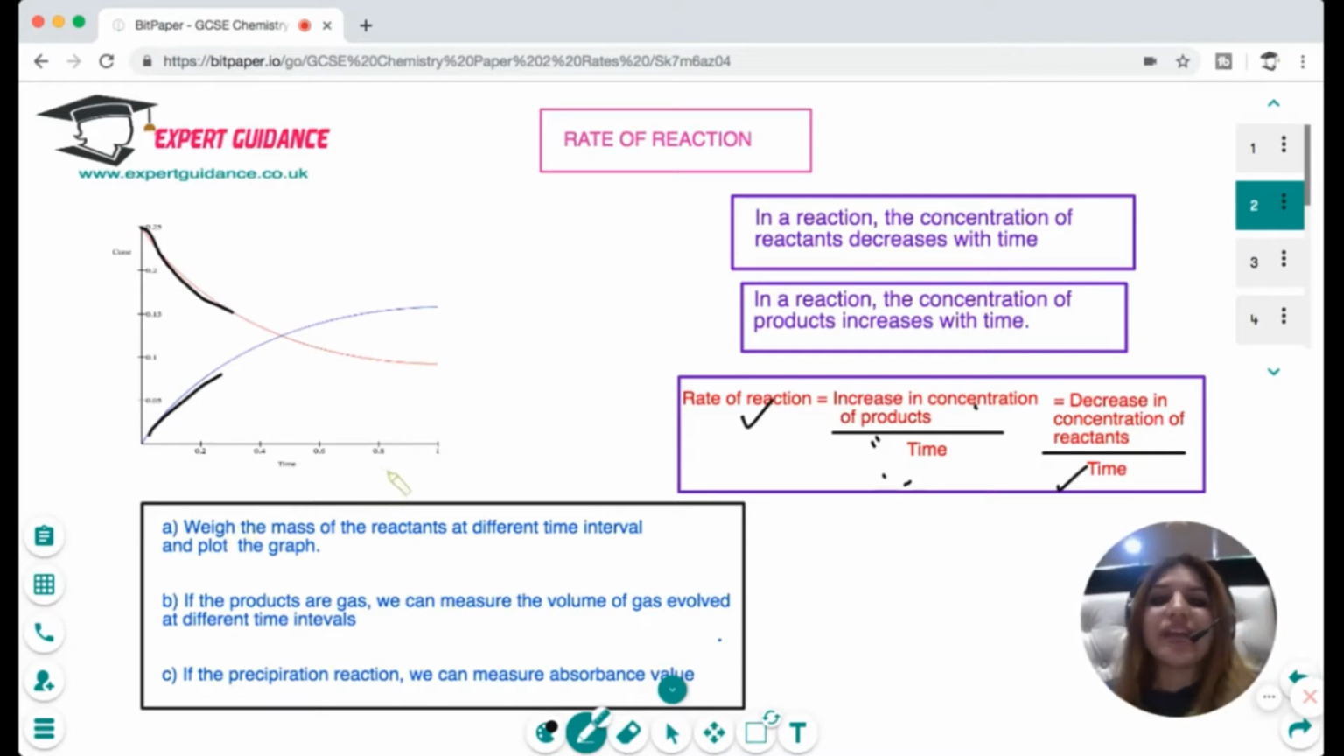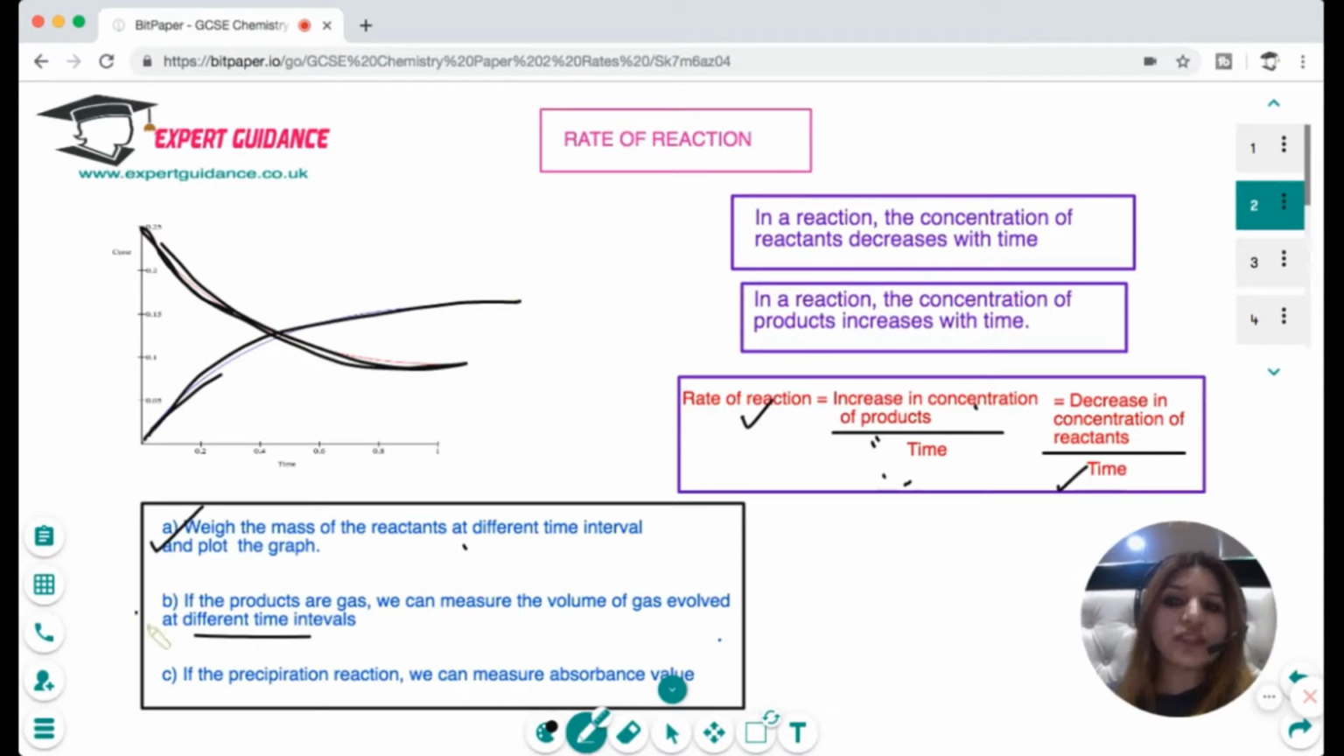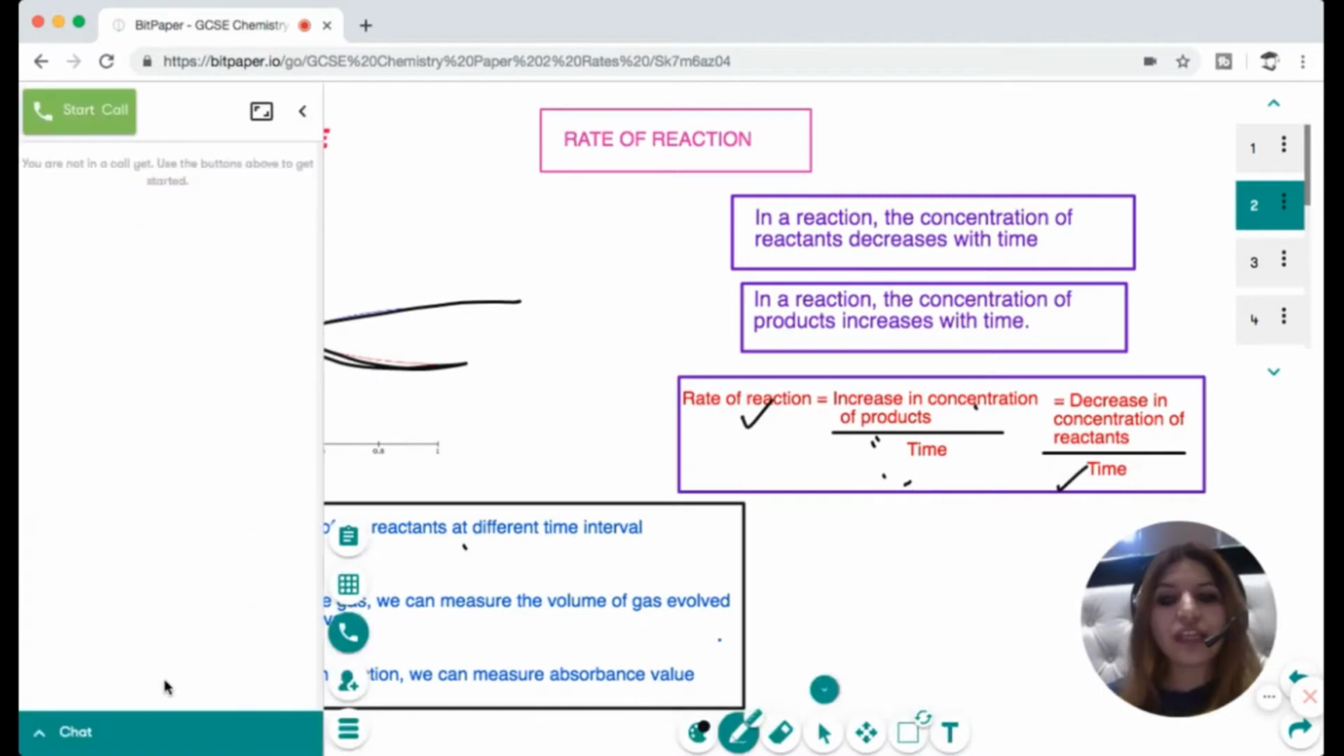So if the reaction involves a solid reactant, we can weigh the mass of the reactant at different time intervals and plot the graph, and we'll get a shape of the graph something like this, sloping downwards because the reactant decreases with time. On the other hand, if there's any reaction that involves gases, we can measure the volumes of gases evolved at different time intervals, and we'll see that the graph looks like this, where volume of gases increases with time. And if there's any reaction that has a precipitate being formed, then we can measure the concentration of this precipitate by using a spectrophotometer and measuring the absorbance value.